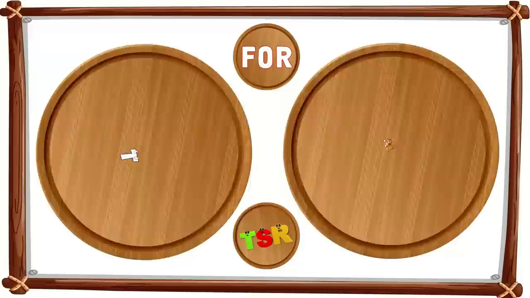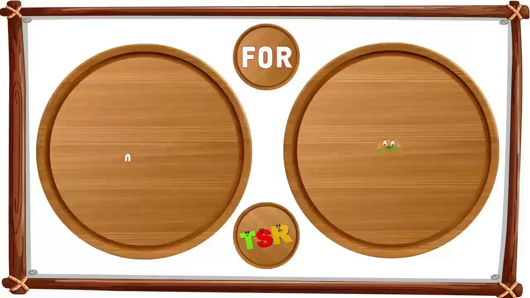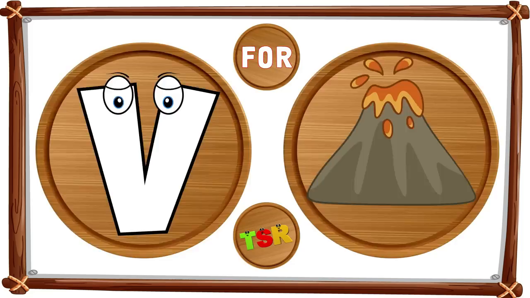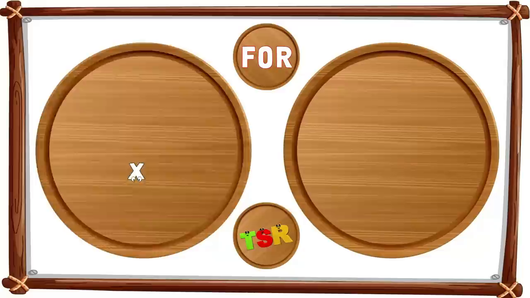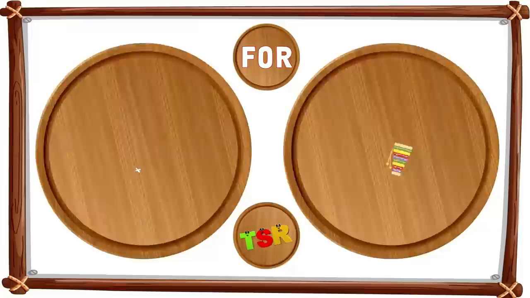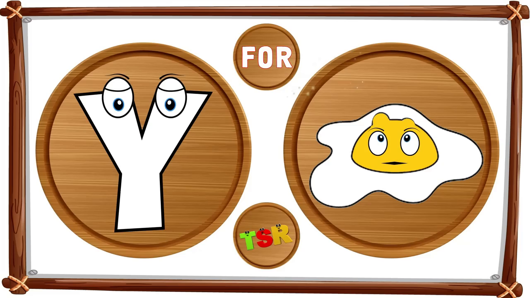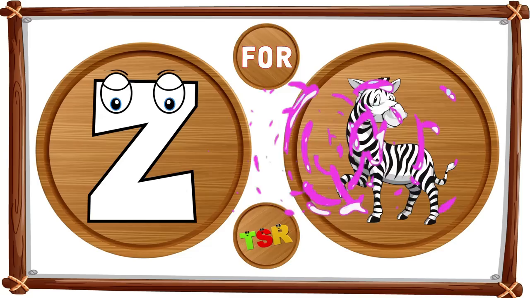U. U for umbrella. V. V for volcano. W for bowl. X. X for xylophone. Y. Y for yolk. Z. Z for zebra.